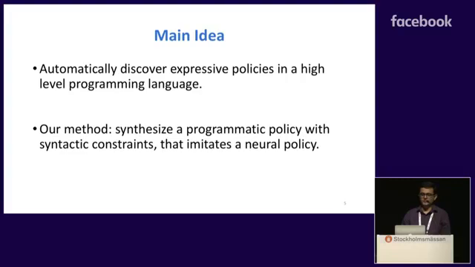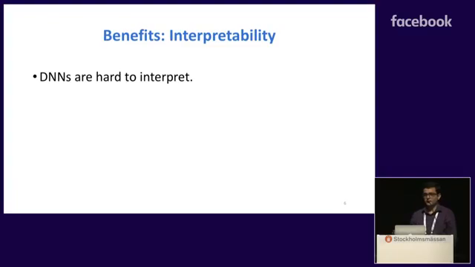The first of these benefits is interpretability. DNNs are very hard to interpret. We know this because there's significant work in trying to interpret DNNs directly, significant research work, that is. Even then, it's extremely difficult to say at this point whether DNNs will ever be as interpretable as descriptive programs in high-level languages. Programmatic policies, on the other hand, are by design interpretable.